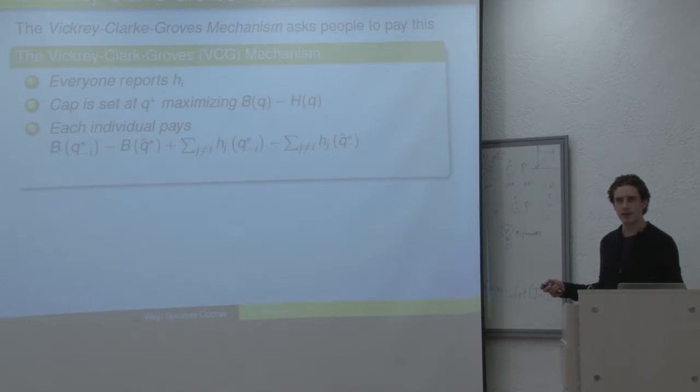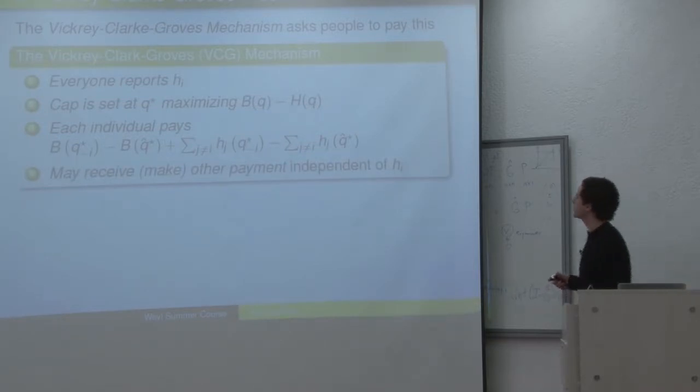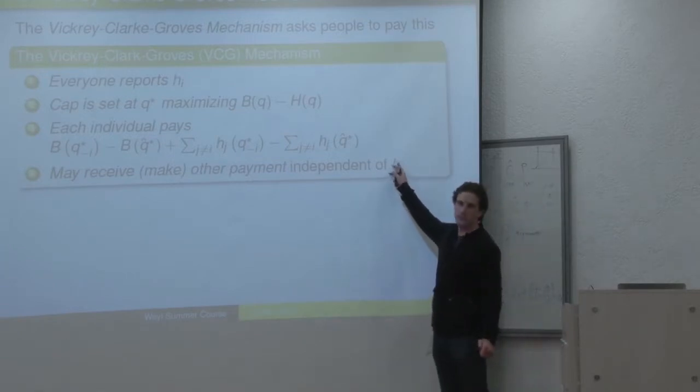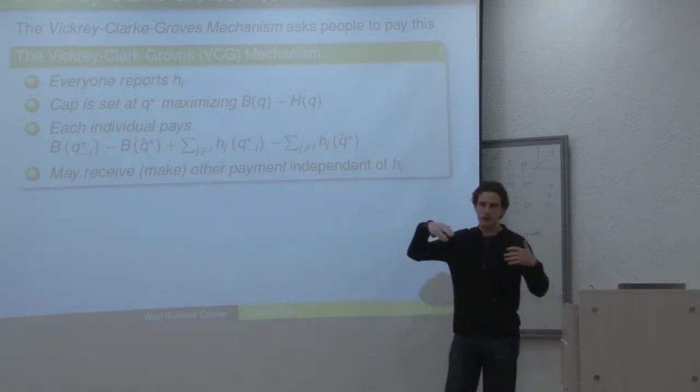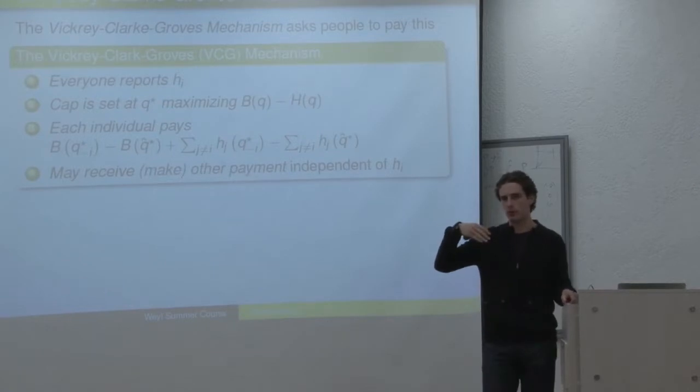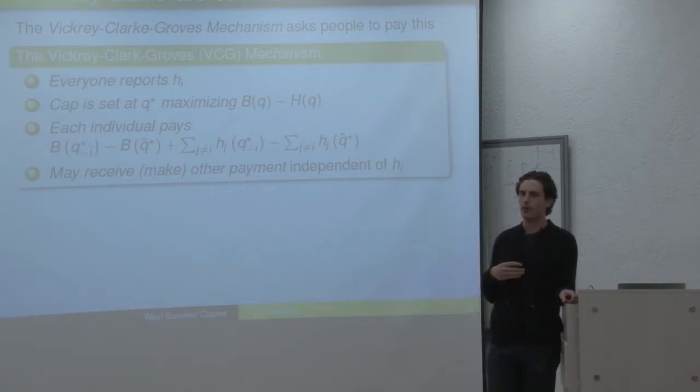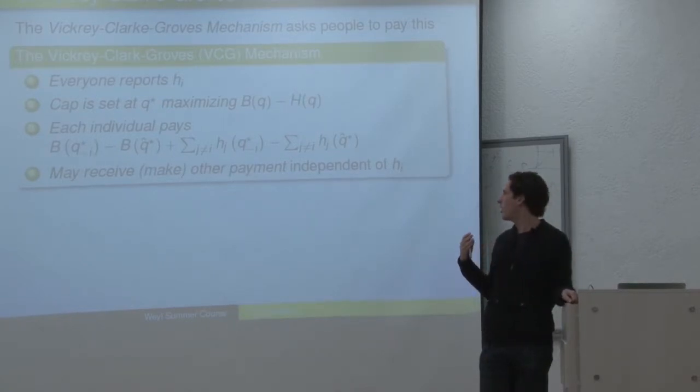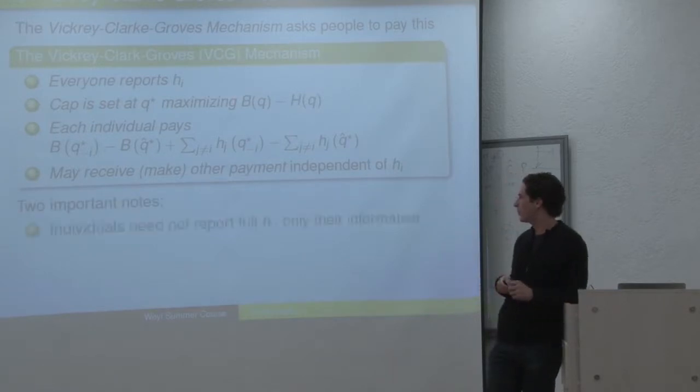Does that make sense? Okay, so then the person may receive or make payments which are independent of what they report, that are pre-specified, that depend only on what other people report, or something that was determined beforehand.